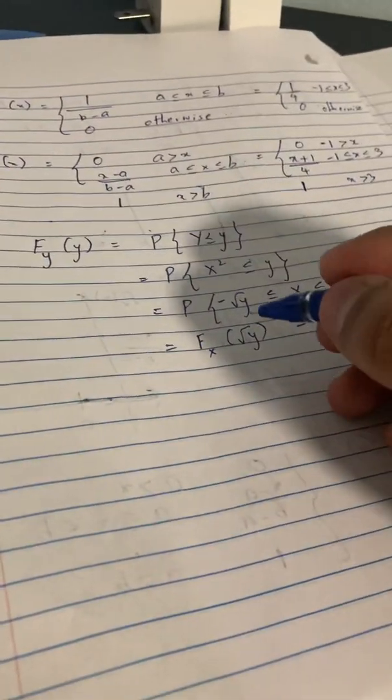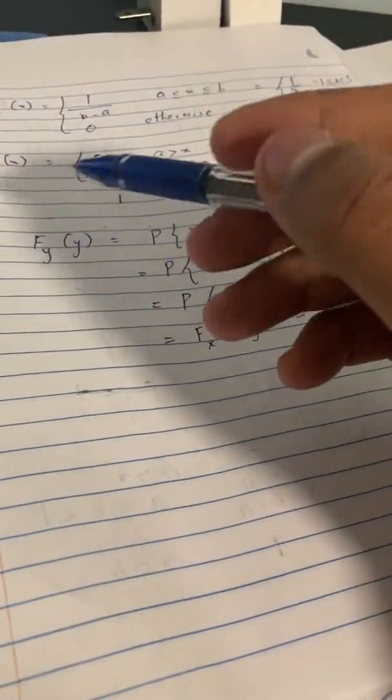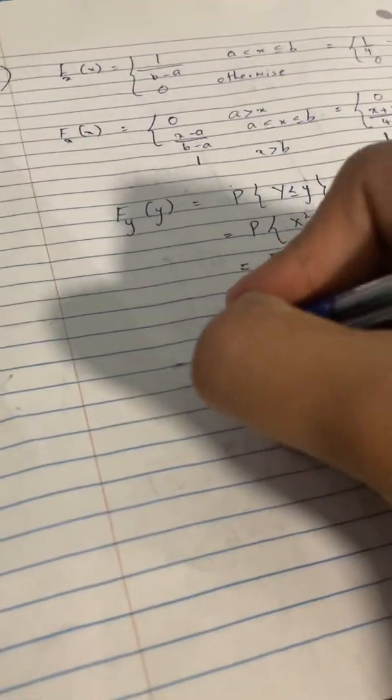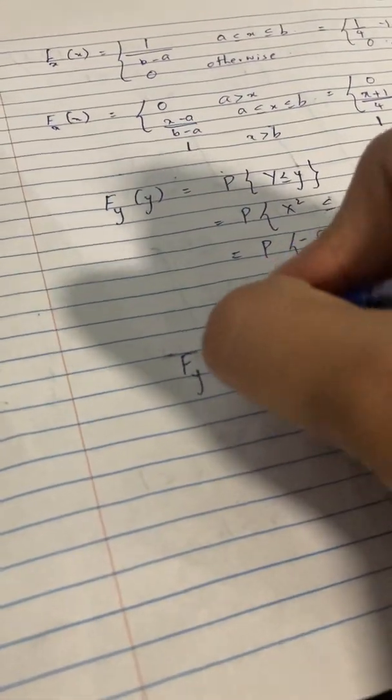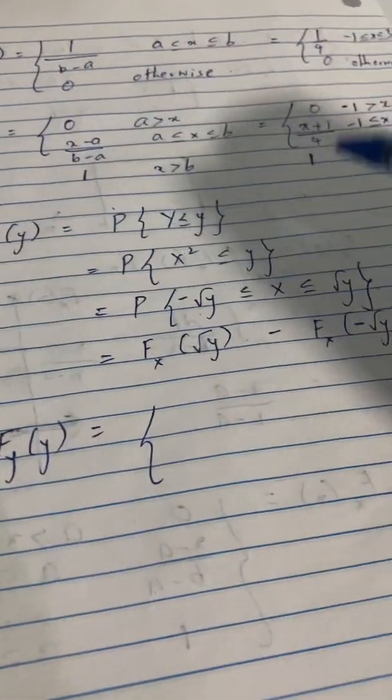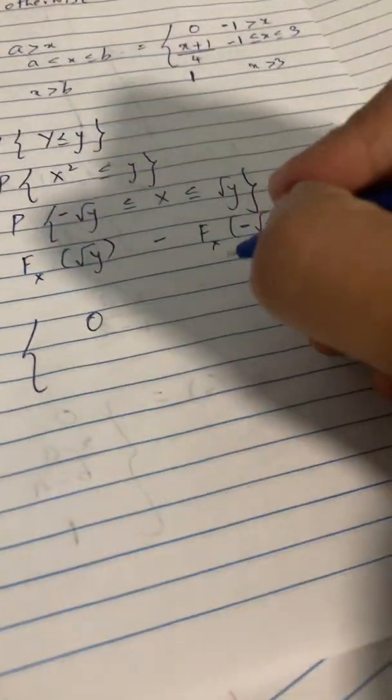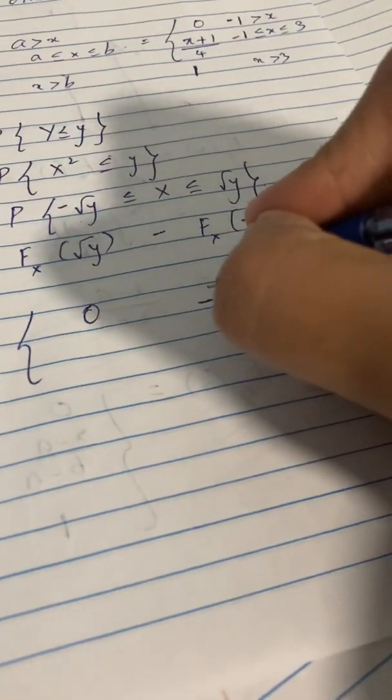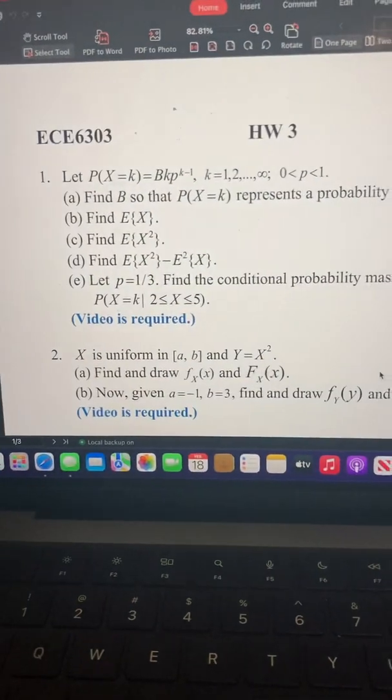So let us substitute the values, and let us first find the ranges of the distribution function of y, so that we can find the graph for this. We can just substitute the values here. We are given that a is equal to minus 1 and 3.